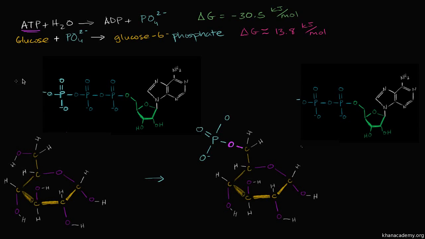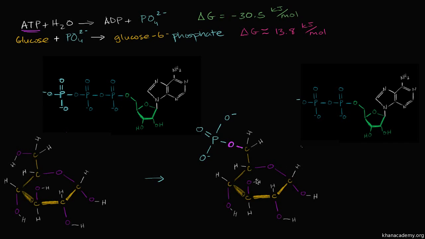It's super valuable in biological systems to be able to take a glucose molecule and phosphorylate it. So start with a glucose molecule and phosphorylate it. The reason why is, once you have this phosphate group, this negative charge on this glucose 6-phosphate, it becomes much harder for it to leave the cell.